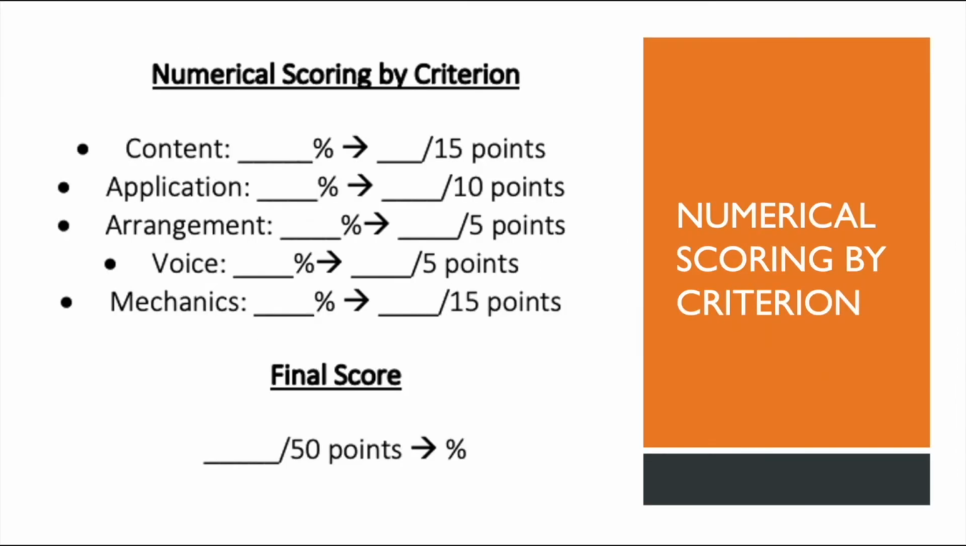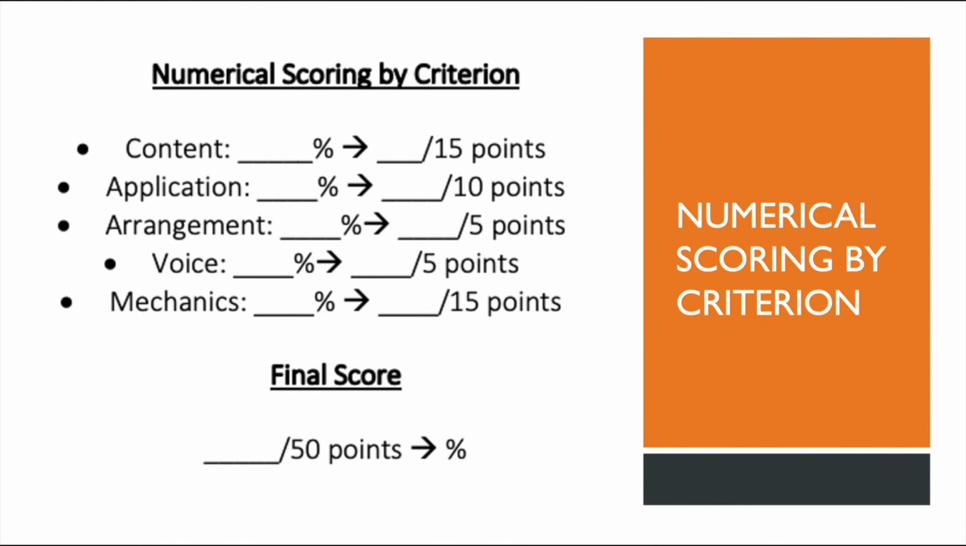Here is a quick breakdown of numerical scoring based on each criterion in the rubric. Whichever percentage you earn for content will be a possible number of points out of 15 points. Application will be worth 10 points. Arrangement will be worth 5 points. And voice will be worth 5 points. You can see that the point values are the same as what you saw for instructions reports.